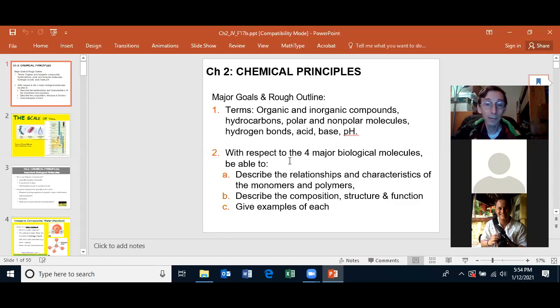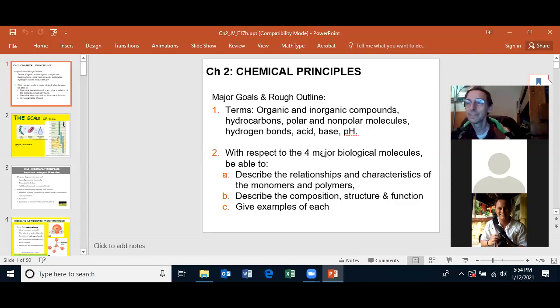You should be able to say, with respect to the major biological molecules, there are 4 of them, be able to describe the relationship and characteristics of the monomers and the polymers. And what are the polymers for the 4 major biological molecules? 3 of them are very easy. You can find it on anything you eat, like a cereal box. What are the 4 major biological molecules? Come on, somebody's got to give it to me.